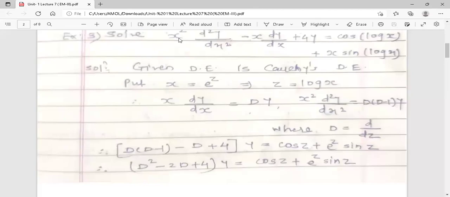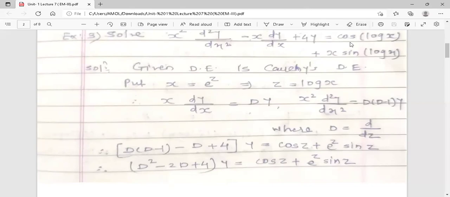So the first term, x square into d2y by dx square, its value is D into D minus 1 into y. So you write here, replace the first term by D into D minus 1, where y is common. The middle term is x into dy by dx, so replace it by Dy. So it is D into D minus 1 minus D, plus the constant term 4y, so y is common. You write in bracket 4. So it is D into D minus 1 minus D plus 4, bracket complete, into y is equal to cos of log of x.